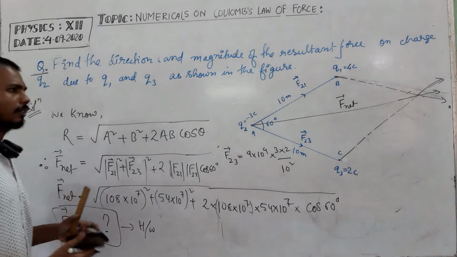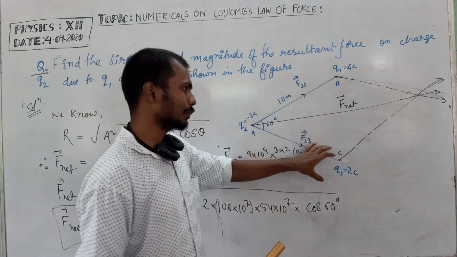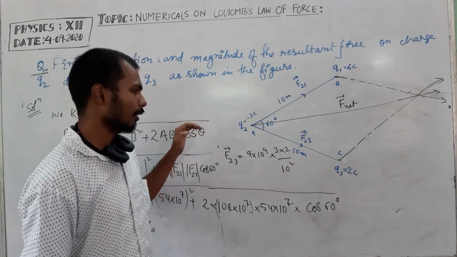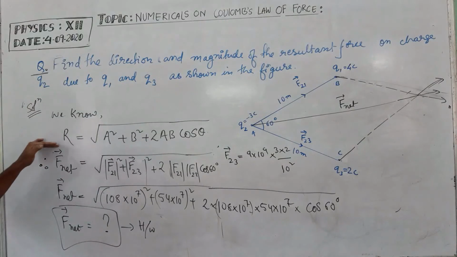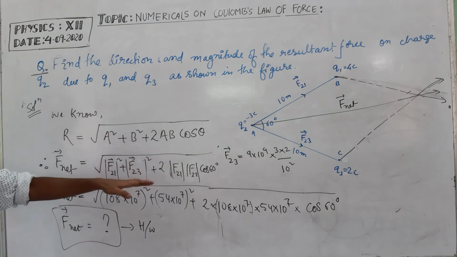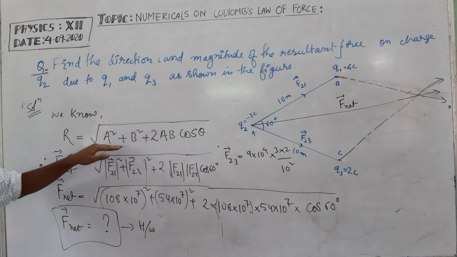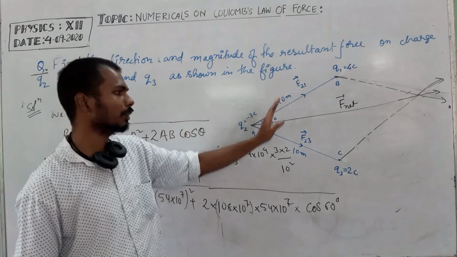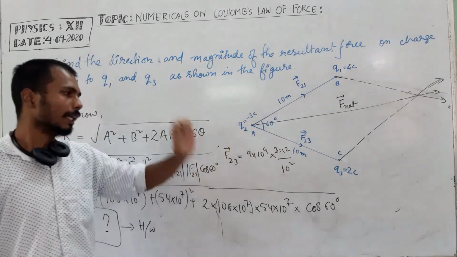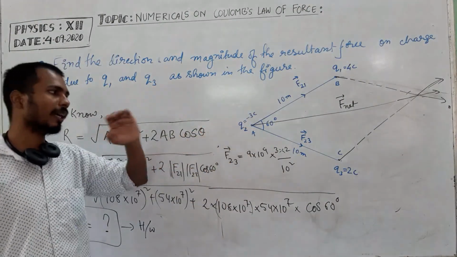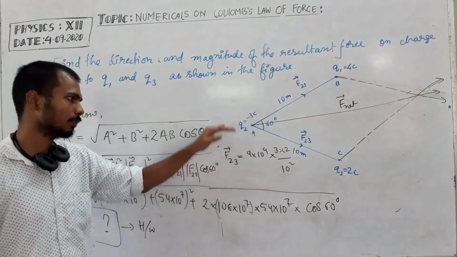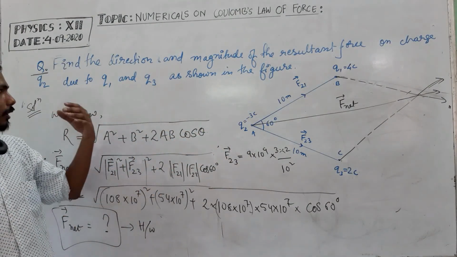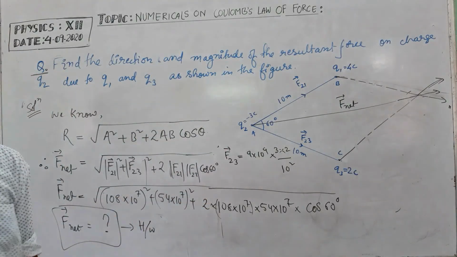So whenever you see this kind of situation, you use the formula of the resultant vector, which is given by the law of cosine: square root of A square plus B square plus twice AB cos theta, where theta is the angle between the two forces or two vectors. If they are parallel or anti-parallel, you can directly add or subtract, no problem. But for this case, you have to use this resultant formula. These are the two questions we discussed from Coulomb's law of force.